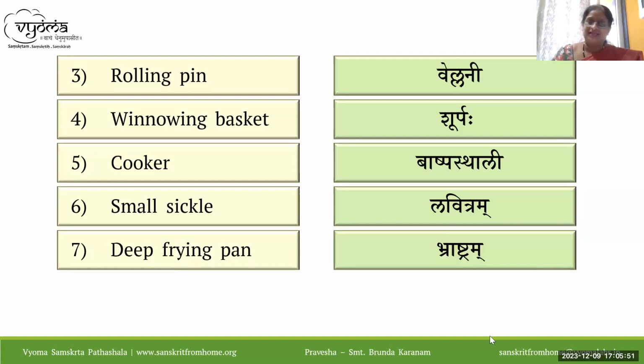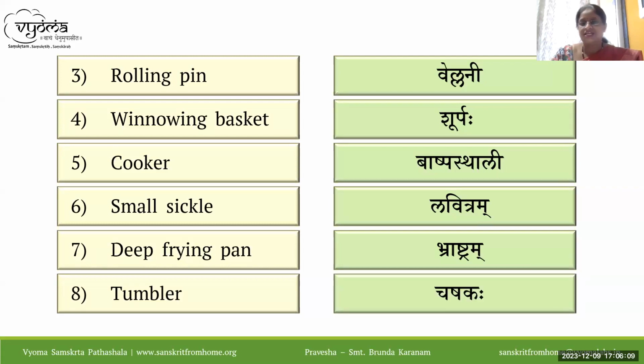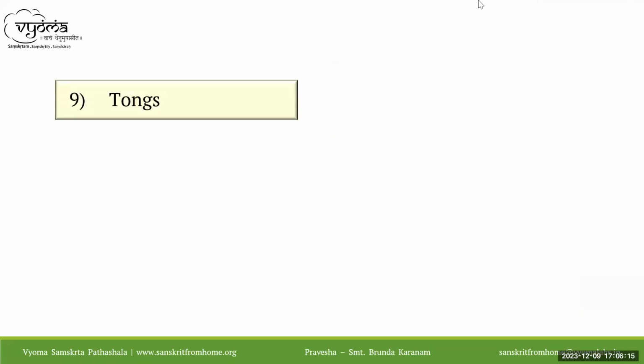Bhrashtram. Brinj is to fry, from where you get the Hindi word for bhajia, etc., when something is fried. Brinjanam is to fry. So Bhrashtram, that's how we remember it. Tumbler, Chashakaha. Samyak. Dhanyavadah. You may kindly mute yourself, please. Okay, we'll move forward.